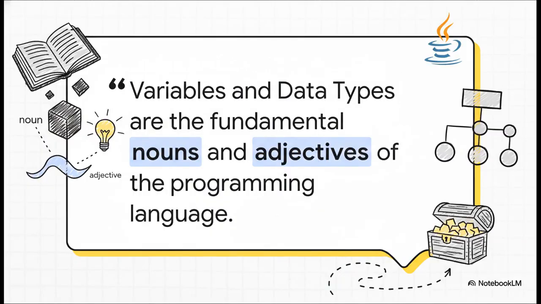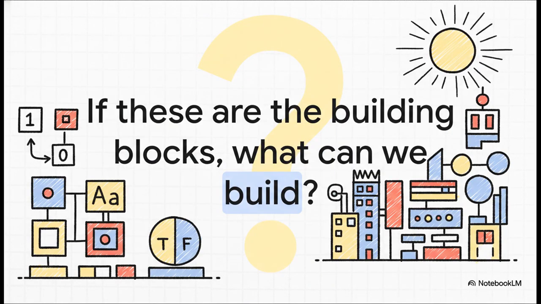So if you're going to take away one thing, let it be this. If you think of programming as a language, then variables are the nouns, the things, and data types are the adjectives that describe those things. They are the absolute foundation you need to build, well, anything. We've just gone over the most basic atoms of programming: numbers, single letters, and a simple true or false. It might seem almost too simple, but this is where it all begins. So the real question is, if these are the basic Lego bricks, what incredible things can we start to build?